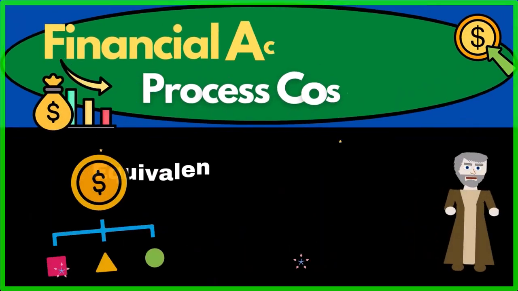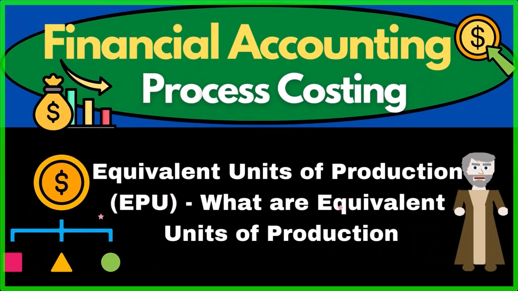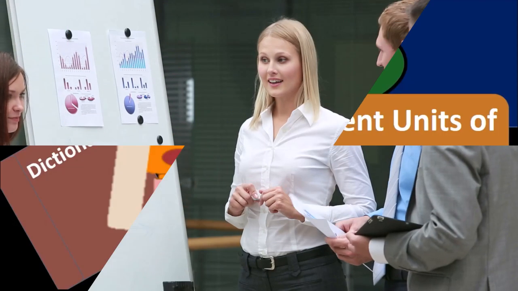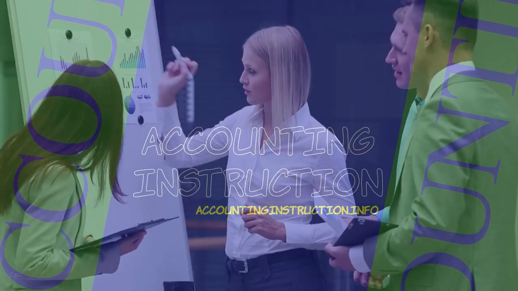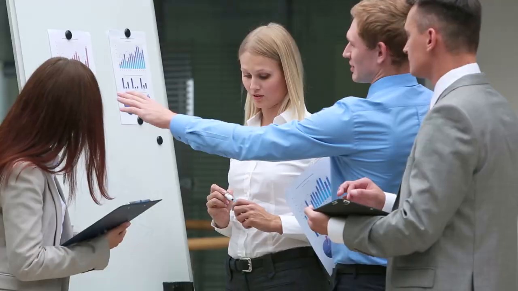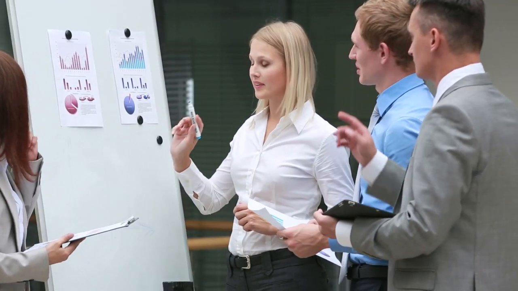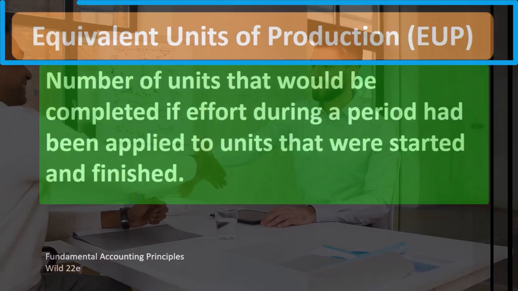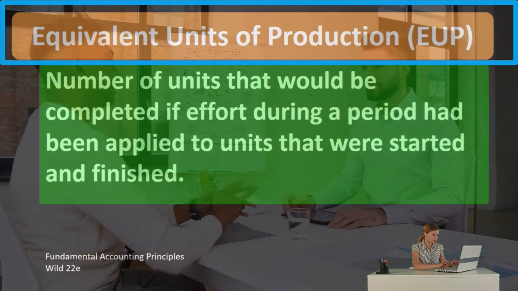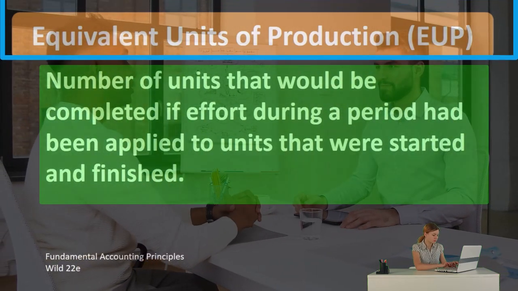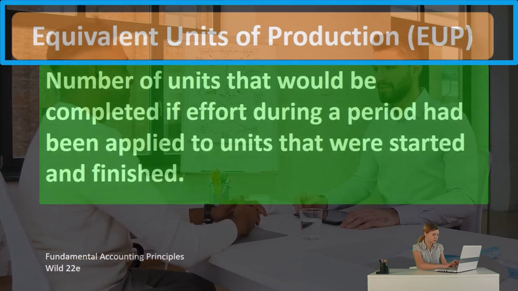Hello, in this presentation, we will define equivalent units of production, EUP. According to Fundamental Accounting Principles, Wild, 22nd edition, the definition of equivalent units of production, EUP, is the number of units that would be completed if effort during a period had been applied to units that were started and finished.